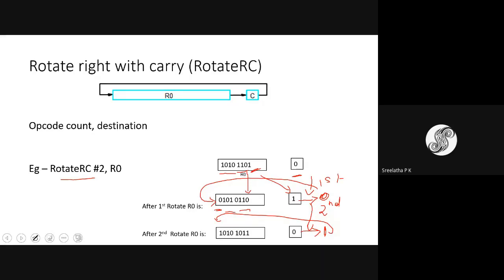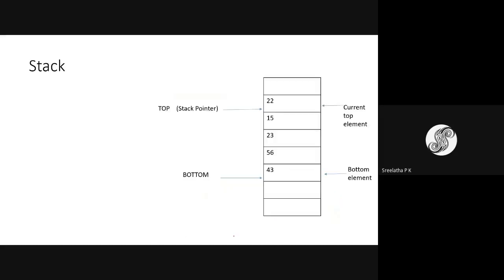So these are the rotate operations. You have seen the logical operations, shift operations, and rotate operations. These are a few additional instructions. Any doubt you can ask me. And yes, we will end today's class.